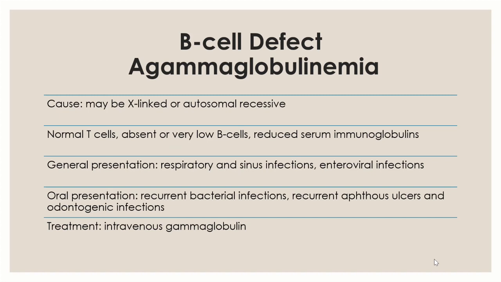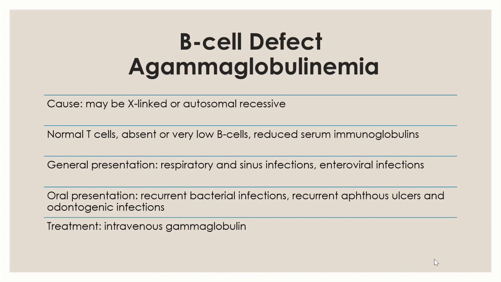Next, we will talk about B cell defect. B cell defect is more common, contributing to 50% of all primary immunodeficiencies, generally having fewer oral complications than other immunodeficiencies. An example of the B cell defect is agammaglobulinemia. The cause is X-linked or autosomal recessive. Patient presents with normal T cells, but then absent or very low levels of B cells with reduced serum immunoglobulins.